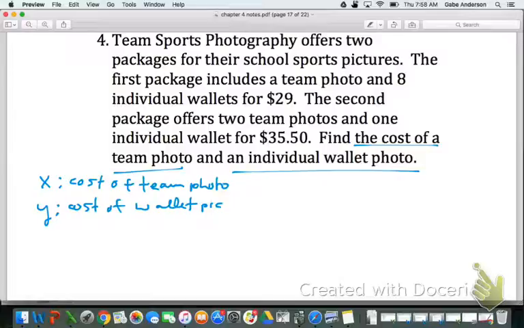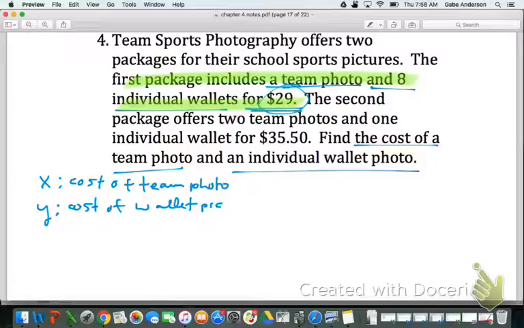The one that's $29 is one team photo and 8 individual. Okay, and that's a $29 package, right? Yeah. Okay, so that is, like you said, one team photo and 8 individual wallet photos. So I'm going to highlight that first package. It's a whole sentence. Do you think we can come up with an equation from that sentence?